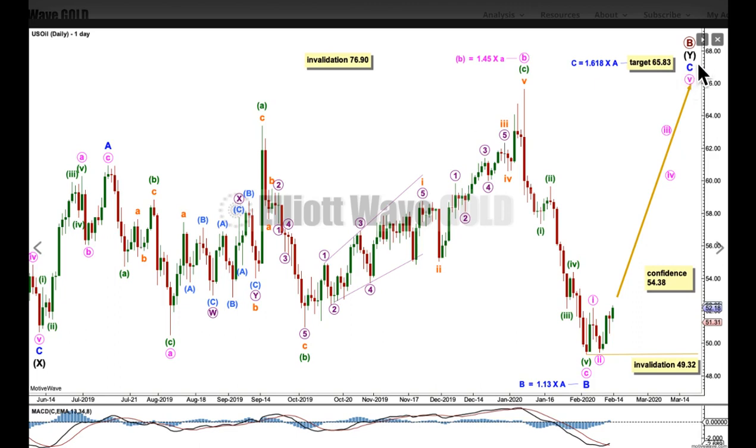And intermediate wave Y is indicated as an expanded flat because minor wave B was longer than 1.05 the length of A. It was 1.13 times the length of A.